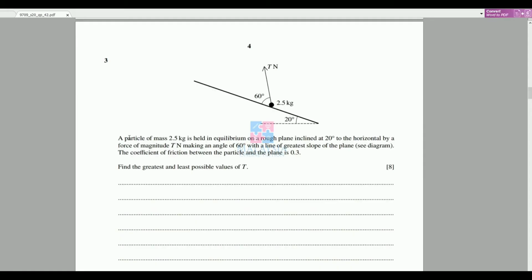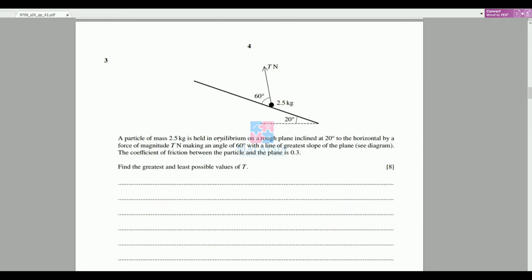Now for question number 3. A particle of mass 2.5 kilograms is held in equilibrium on a rough plane inclined at 20 degrees to the horizontal by a force of magnitude T Newton, making an angle of 60 degrees with a line of greatest slope of the plane. The coefficient of friction between the particle and the plane is 0.3. Find the greatest and least possible values of T.